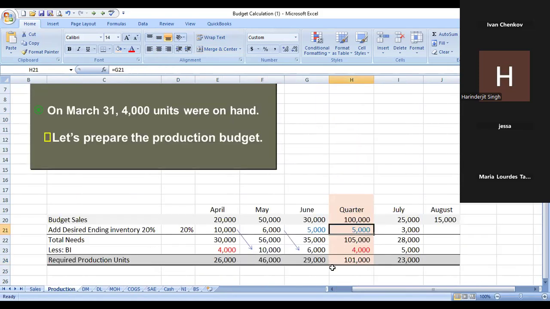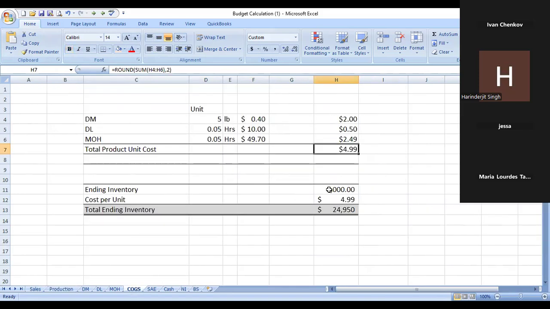From the production budget, we're going to see that the desired ending inventory of products at the end of the quarter was 5,000 units. So our ending inventory at the end of June was 5,000 units, and 5,000 units at a cost of $4.99 gives us the cost of the inventory sitting in our inventory account: $24,950.